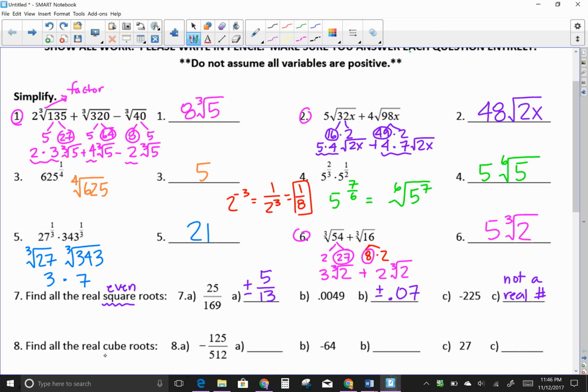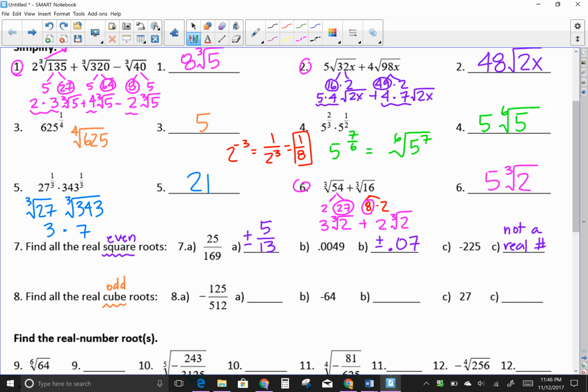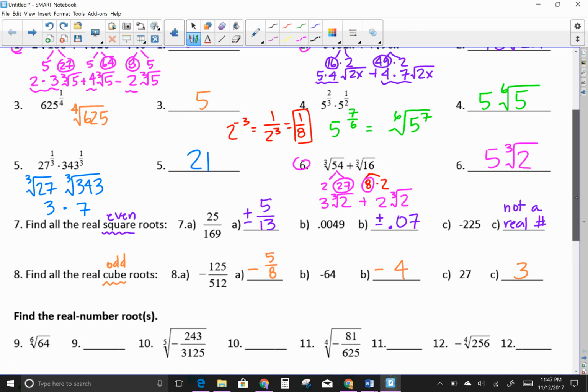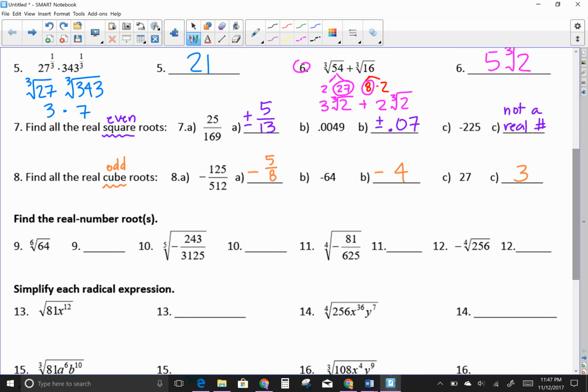All right. Next, we have 5, find all the real cube roots. And this is, of course, odd. Cube is referring to the third root of something. It is an odd number, and therefore you will always have an answer. So if the original problem is negative, then your answer is negative. The cube root of 125 is 5. The cube root of 512 is 8. The cube root of negative 64, your answer will be negative. Cube root of 64 is 4, so negative 4. The cube root of 27 is 3. So never ever have not a real number for these kinds of problems.